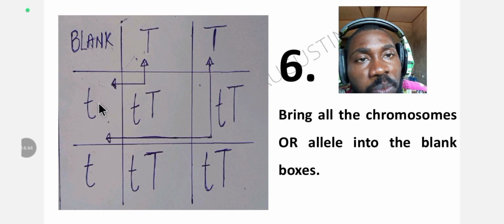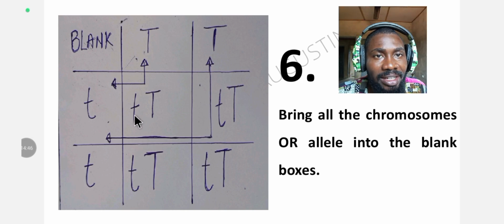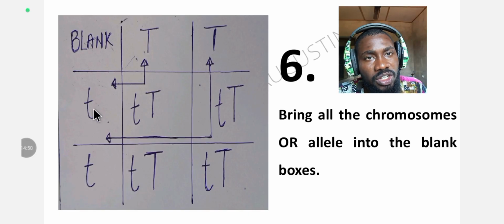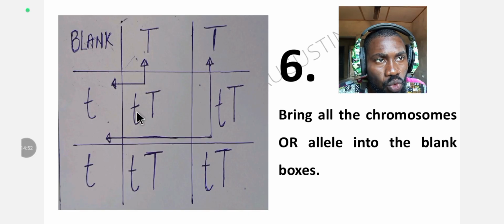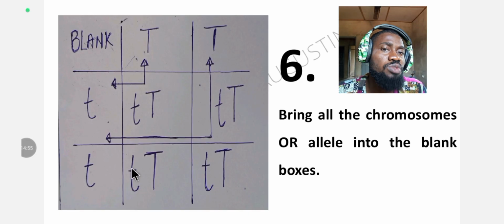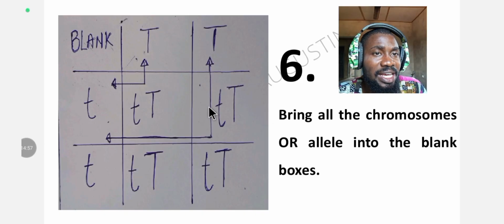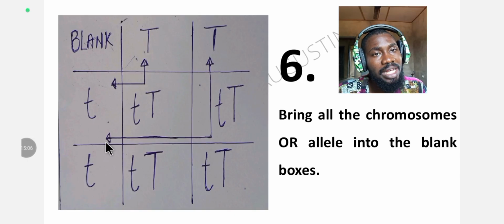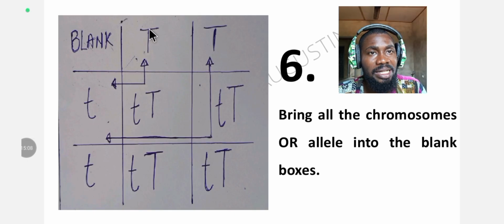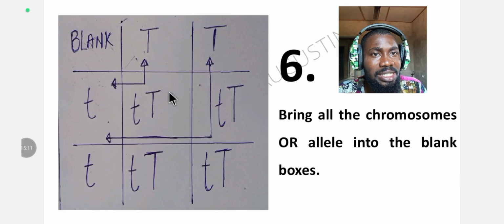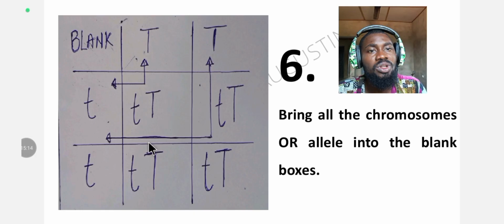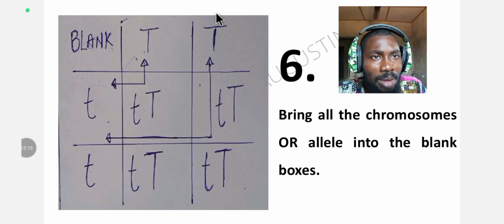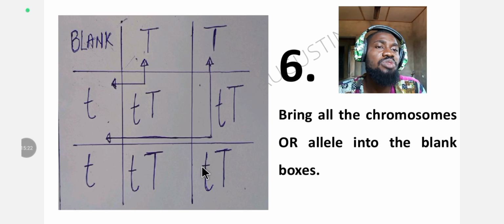Put T here, drag small letter T here too. Drag small letter T into this column, into this box. You do the same thing here. Drag small letter T into this box. When you are done with small letter T, you do big letter T, or capital letter T. You drag capital letter T into this box here, and into this box here on the right hand side.